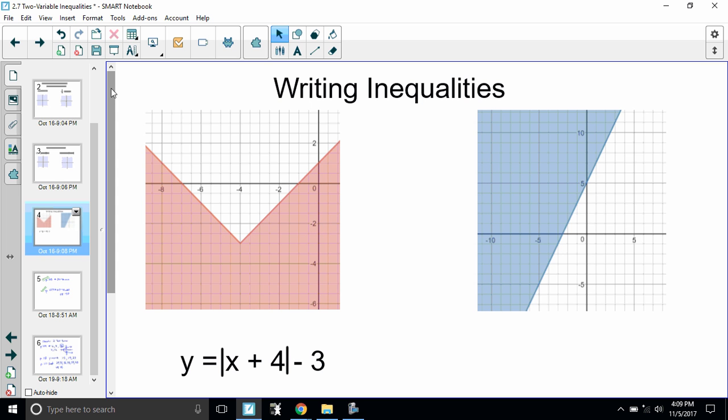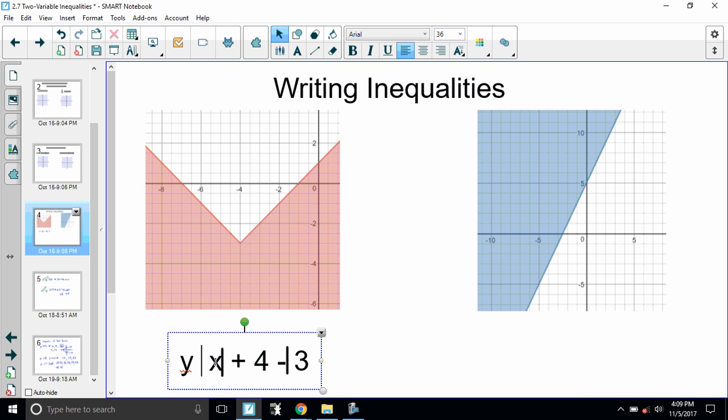Now, if you look, that's an inequality. It's not just the line, there's shading that goes along with that. And notice it is a solid line, so it's going to be equal to, and it's shaded below, so it is actually going to be y is less than or equal to the absolute value of x plus 4 minus 3. And again, I knew it was less than or equal to because the shading was below the line.